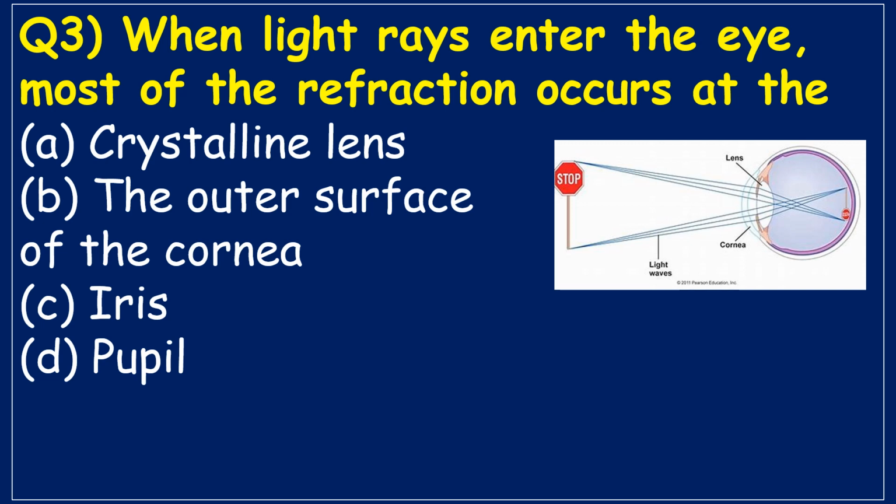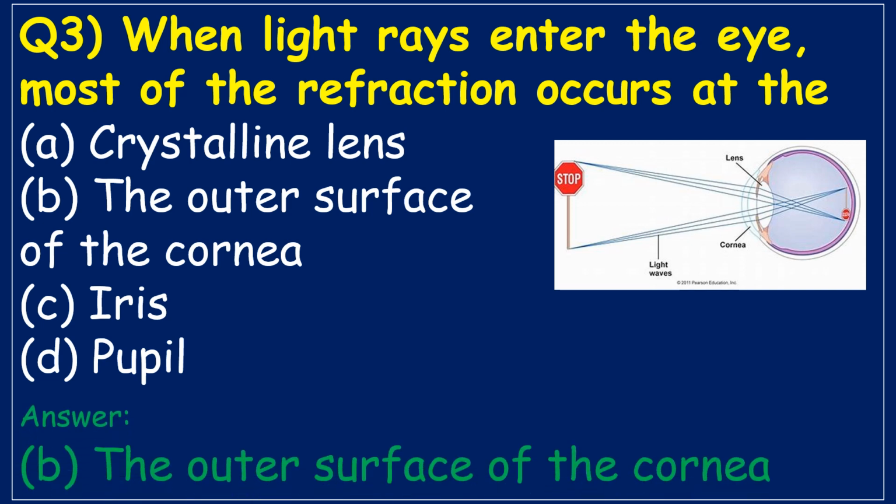Now, if you observe this picture carefully, my dear children, the outer blue color lines, two lines are there. That is the outer layer of the cornea, through which light enters. From there it goes through the pupil, from there through the lens, from there to the retina. Now we'll see where refraction takes place. The refraction occurs maximum at the outer surface of the cornea.